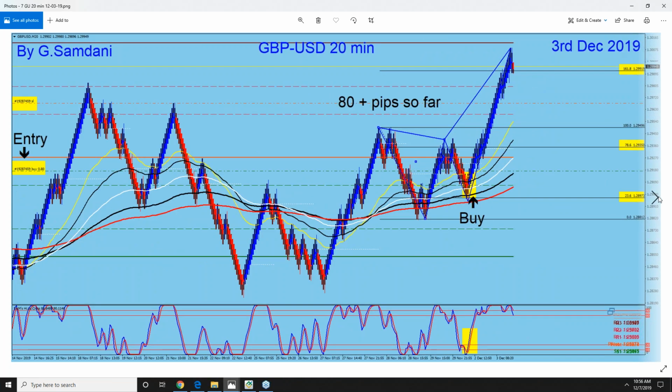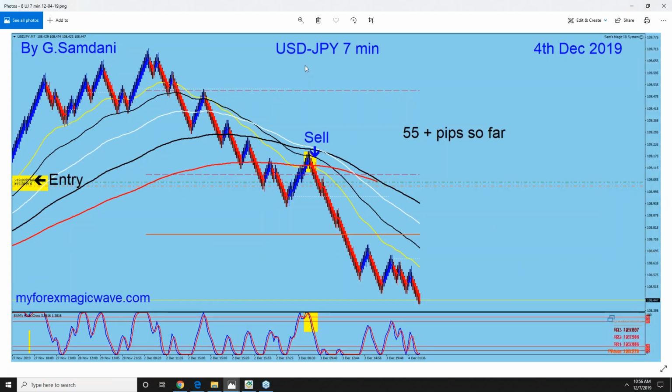Now pound USD went up as well, and I was expecting both of these trades in my weekly chart. So a beautiful entry right off of the 23% line. Now USD yen, because of USD weakness, it went down. Usually I don't trade this pair, but what the heck, a beautiful setup, right?